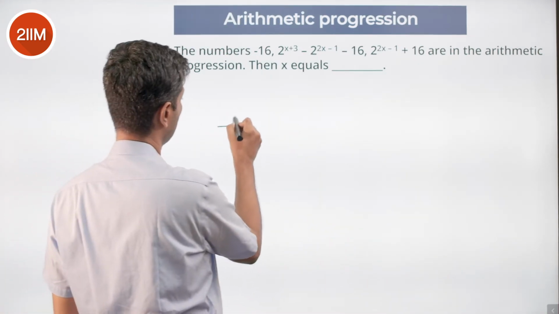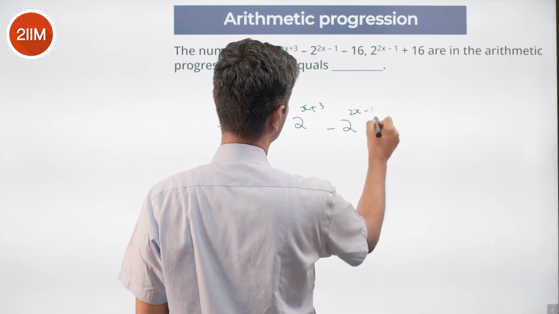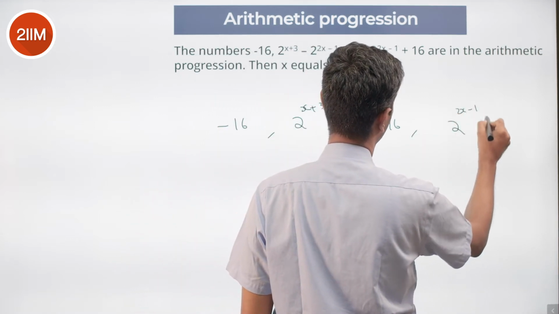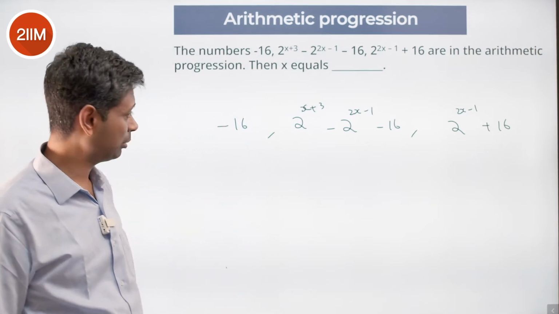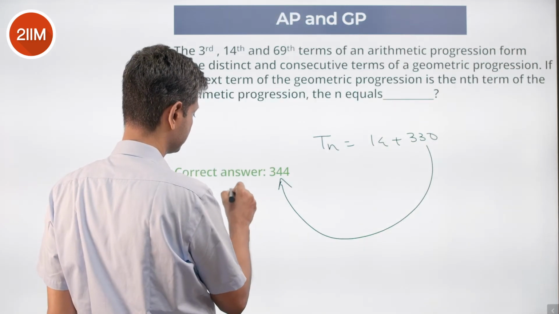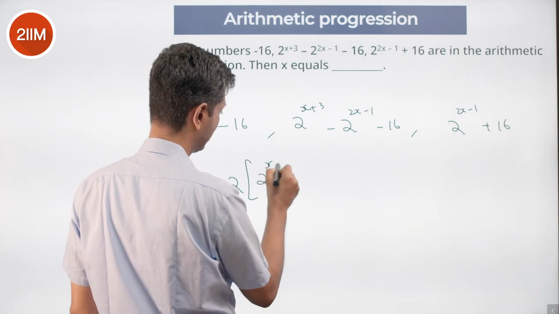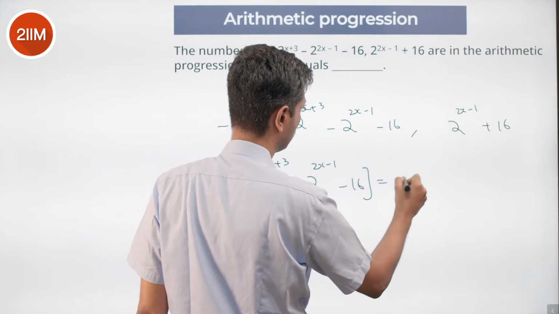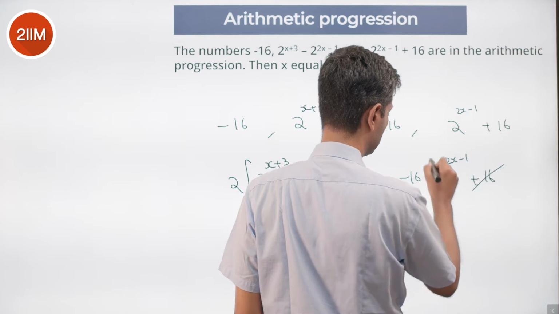The numbers minus 16, 2 power x plus 3 minus 2 power 2x minus 1 minus 16, and 2 power 2x minus 1 plus 16 are in AP, in arithmetic progression. What is x equal to? For any term in arithmetic progression, this plus this is equal to 2 times this. So 2 times (2 power x plus 3 minus 2 power 2x minus 1 minus 16) equals minus 16 plus 2 power 2x minus 1 plus 16. Lovely.